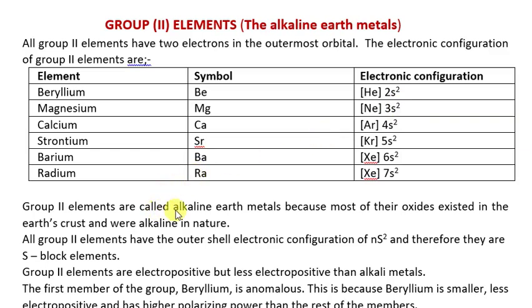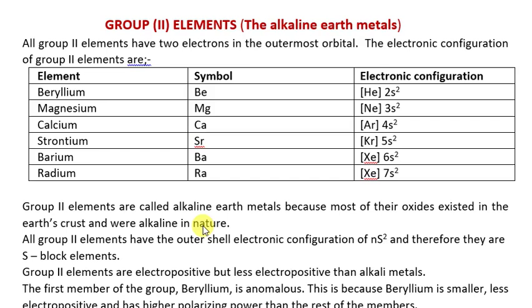Group 2 elements are called alkaline earth metals because most of their oxides existed in the earth's crust and were alkaline in nature. So the alkalinity or the nature of these oxides is what made them to be called alkaline, and because they were found in the earth's crust, that's why they are called the alkaline earth metals.